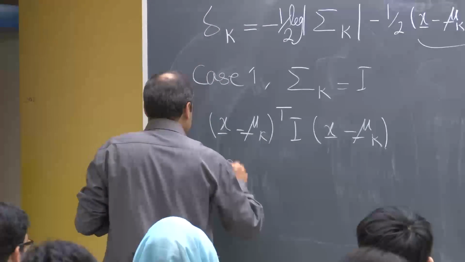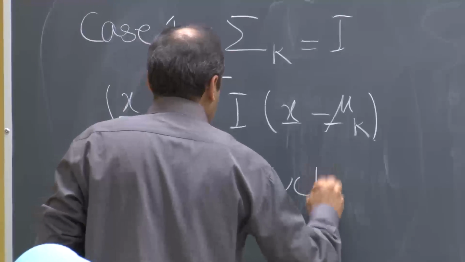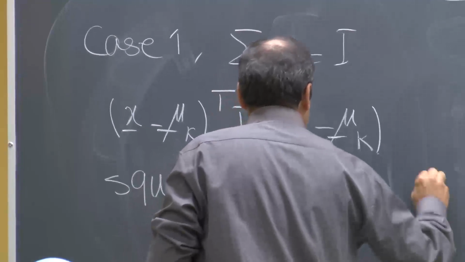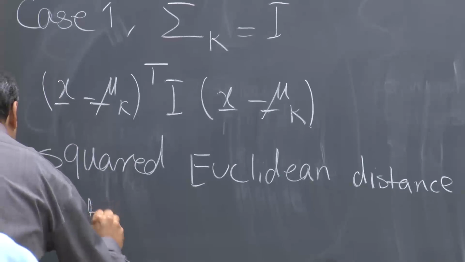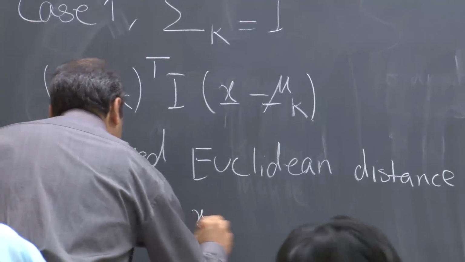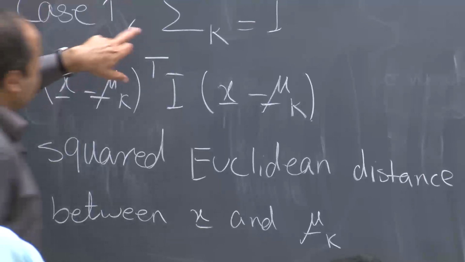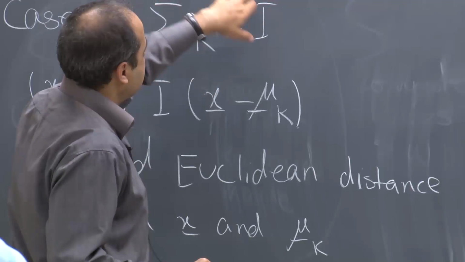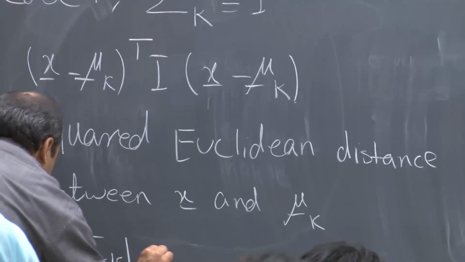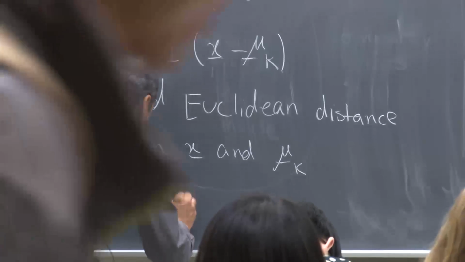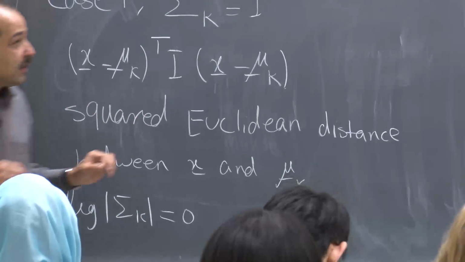Okay, so this is squared Euclidean distance between x and mu k. Also, in the case that sigma k is identity, log sigma k is equal to 0, because it's log of determinant of I, which is 1, and log 1 is 0.